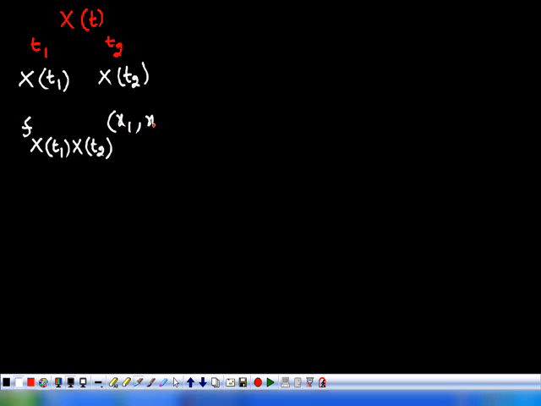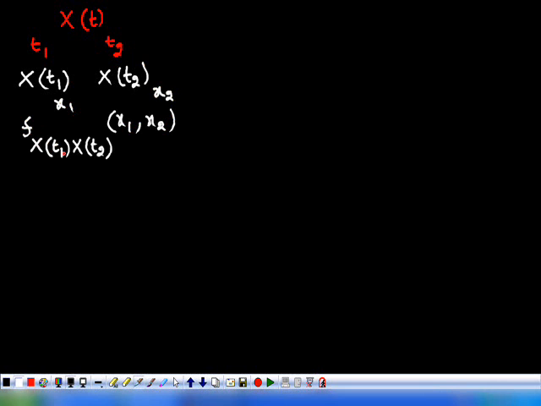So we are observing the process at t1 and t2 and obtain the two random variables x of t1 and x of t2. Let x1, x2 be the values: x1 is the value taken by the random variable x of t1, and x2 is the value taken by the random variable x of t2.